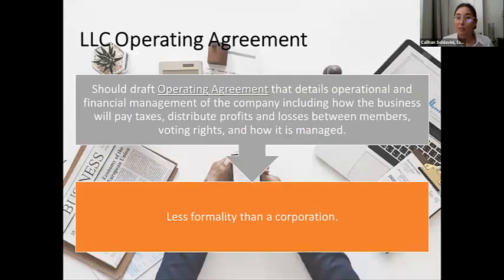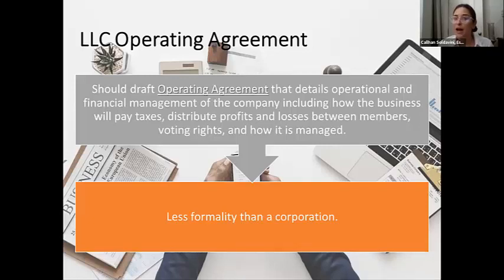The LLC operating agreement is what, when we talk about partnerships, we call a partnership agreement. In that internal document, we're going to list how the partnership actually runs. For LLCs it's called an operating agreement. You should draft an operating agreement that details operational and financial management of the company.